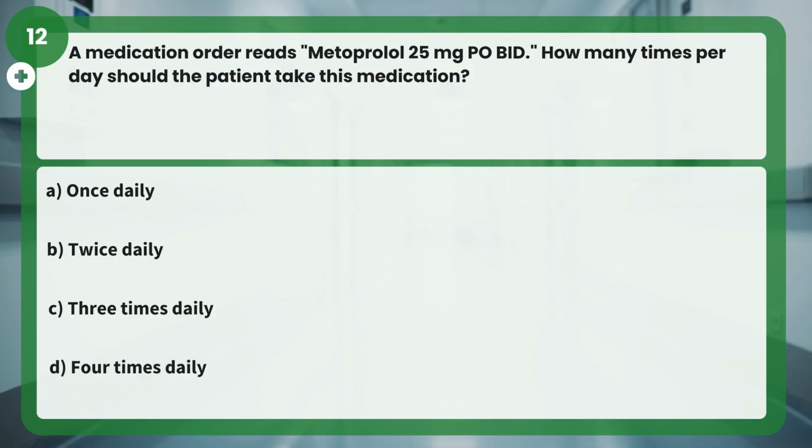Question 12. A medication order reads metoprolol 25 mg PO bid. How many times per day should the patient take this medication? A. Once daily. B. Twice daily. C. 3 times daily. D. 4 times daily.